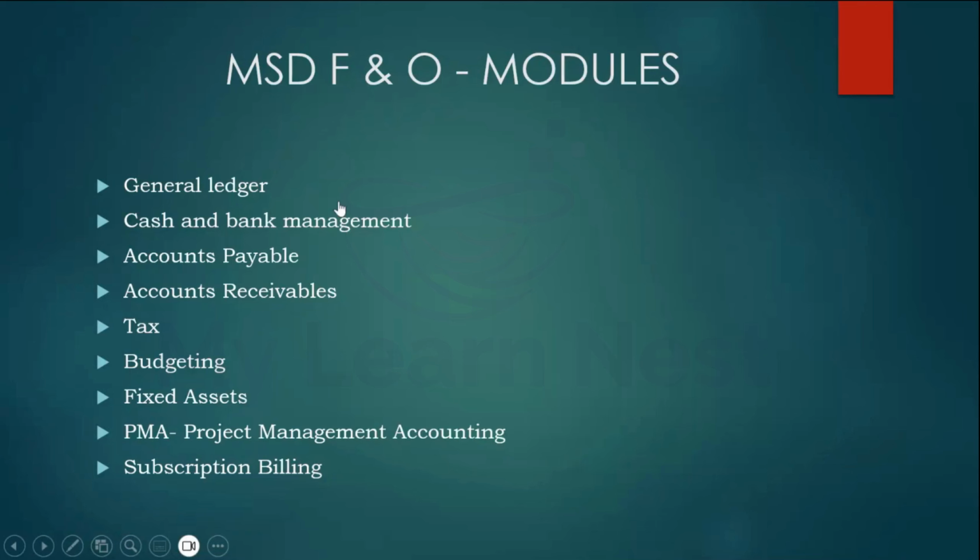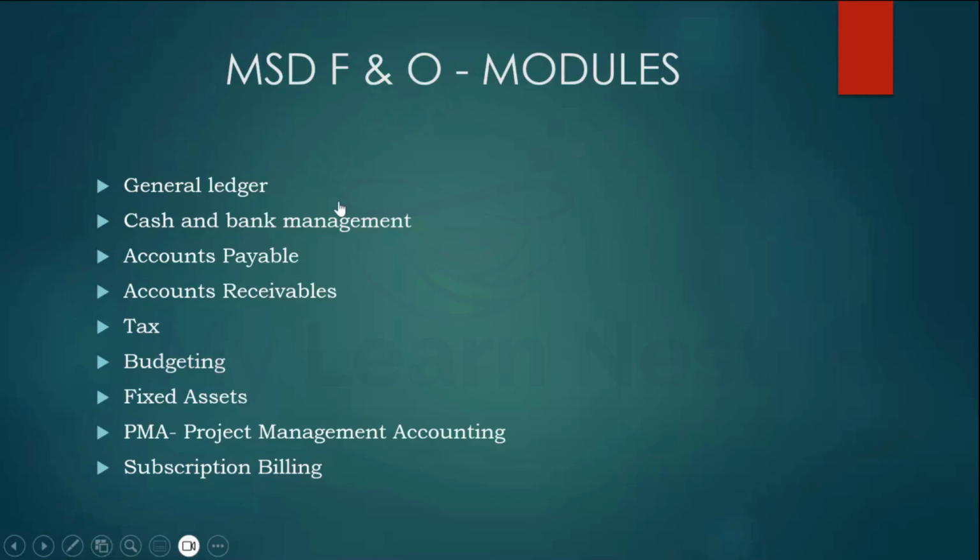Which starts with the general ledger, cash and bank management, accounts payable, accounts receivable, tax, budgeting, fixed assets, project management accounting, subscription billing. So general ledger is used to record the day-to-day transactions and to prepare the financial reports. Cash and bank management is used to manage the bank accounts that you have and the transactions that you're going to post in your bank accounts. Accounts payable is also called procurement to payment. So accounts payable and accounts receivable are connected to both supply chain management as well as Finance and Operations.